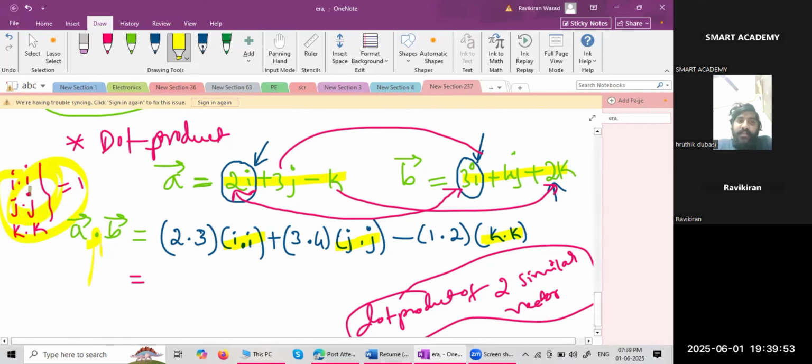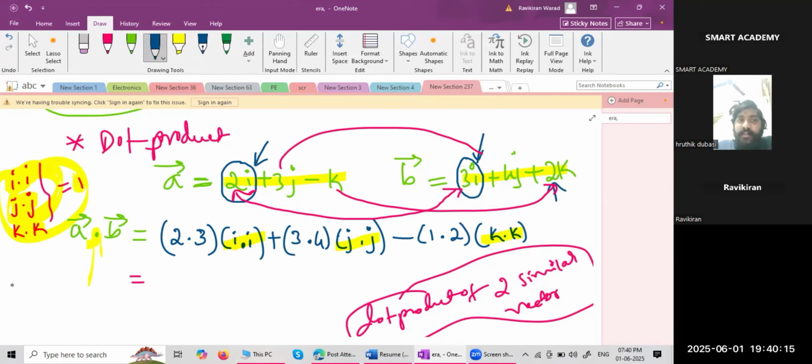Wherever you see a dot product between two similar vectors, both being the same vector, consider the result as 1. Dot product of two similar vectors is 1.